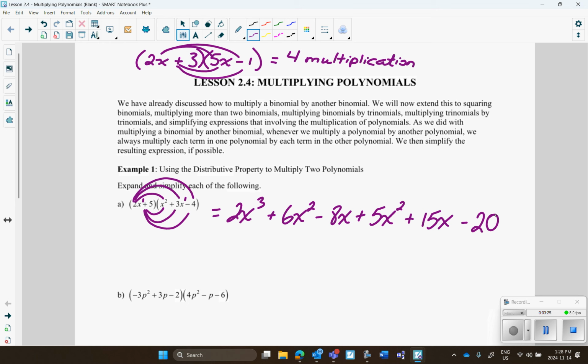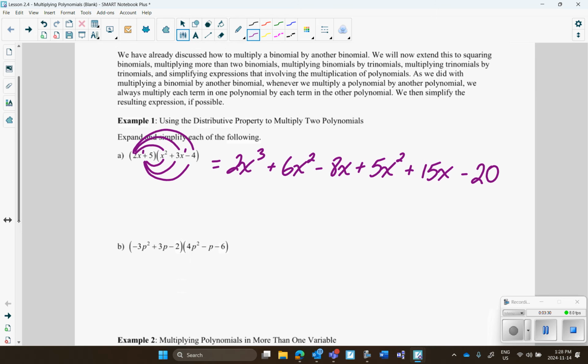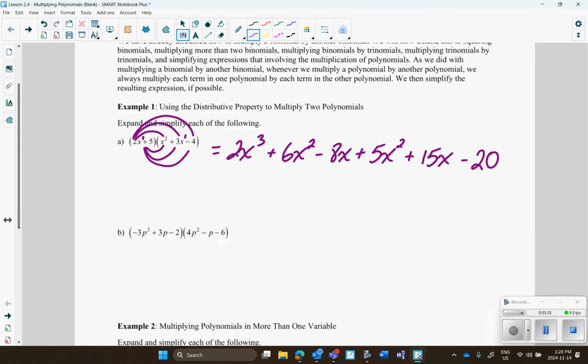And now we have to collect like terms. Remember, when we collect like terms, the exponents don't change. They only change when we multiply or divide them. Well, 2x to the third, there's no other x to the thirds. What about the x squareds? 11 of them. What about the x's? 7 of them. So positive 7x. And there's no other number besides negative 20. So we get that.